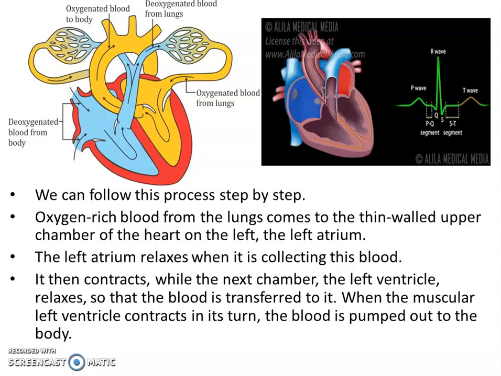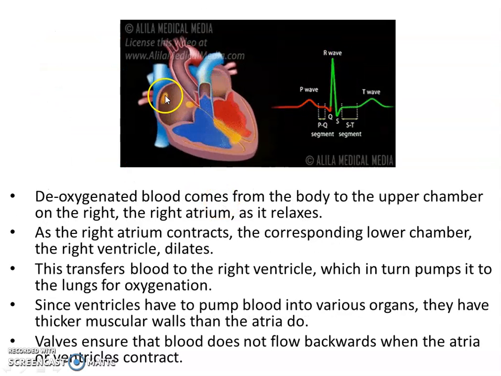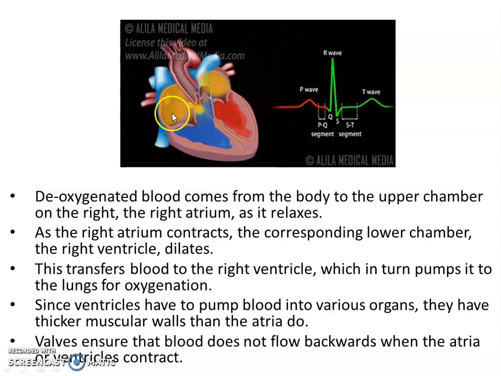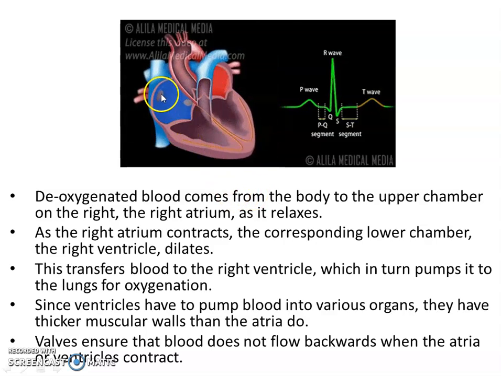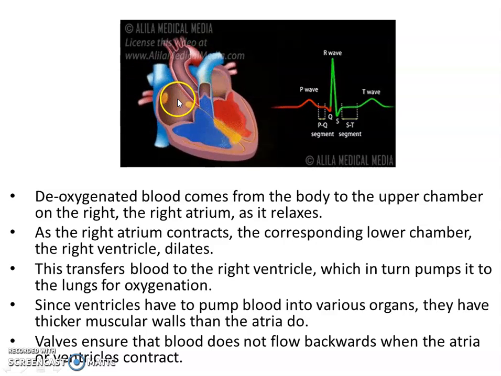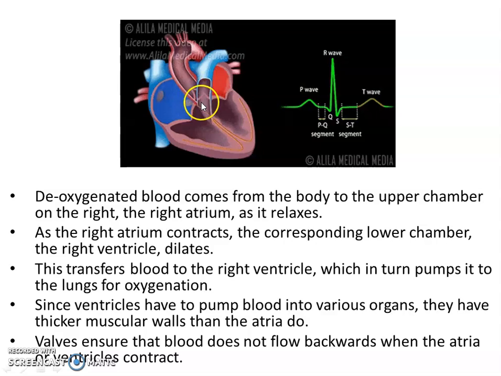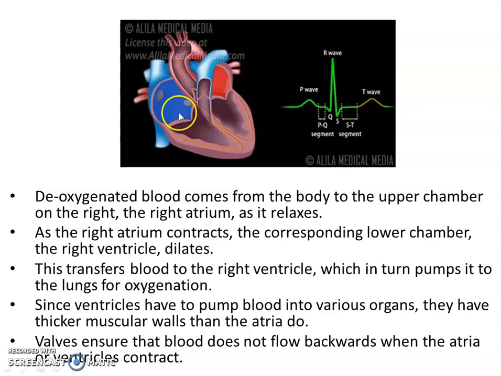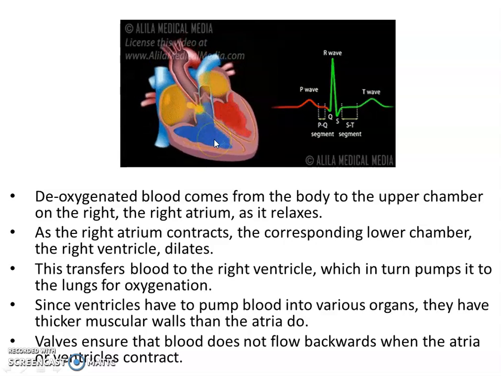And now if you take the case of the right atrium, the right atrium will receive deoxygenated blood from various parts of our body. Okay, so the right side will always receive deoxygenated blood, and when the right atrium is relaxing, the blood from different parts of the body will enter this upper chamber, and once it is fully filled, it will push the blood into the right ventricle, which is just below it, right?